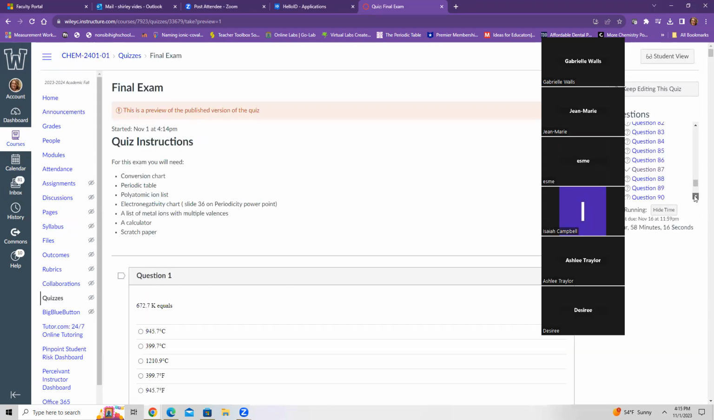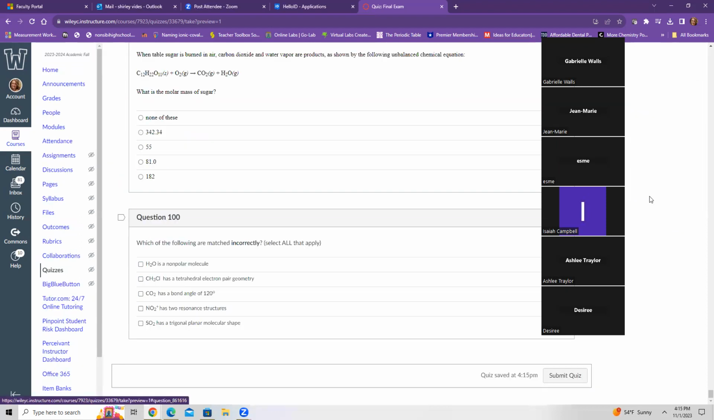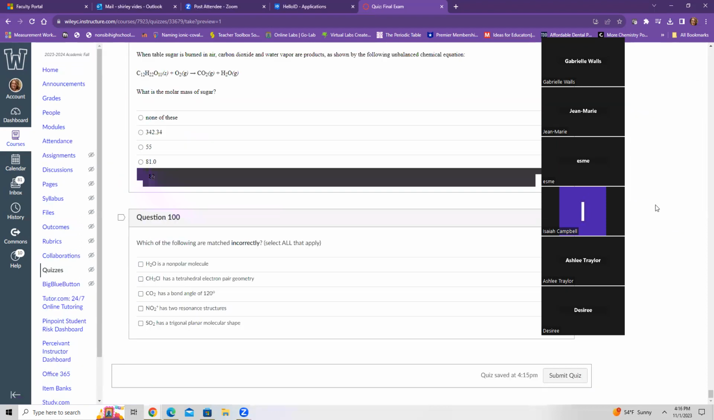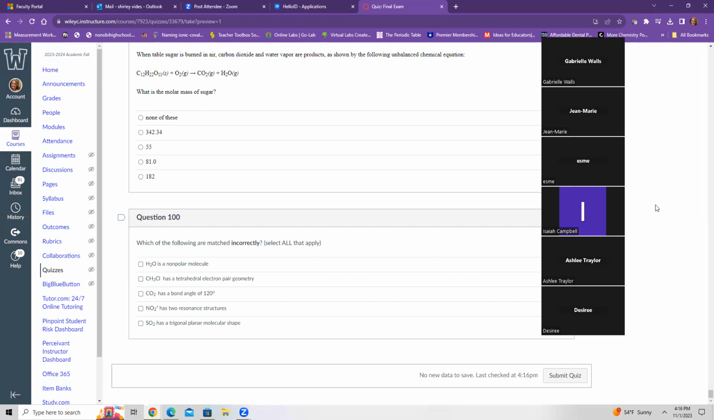Question 100. All right, let's look at question 100. Which of the following are matched incorrectly? Polar, non-polar, tetrahedral. Okay. So definitely water is polar, so that one is not correct. This has a tetrahedral electron pair geometry, has a bond angle of 120. That is incorrect. It is 180 because it's linear.